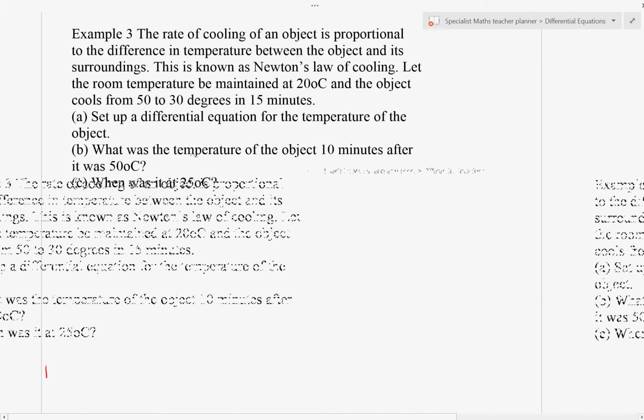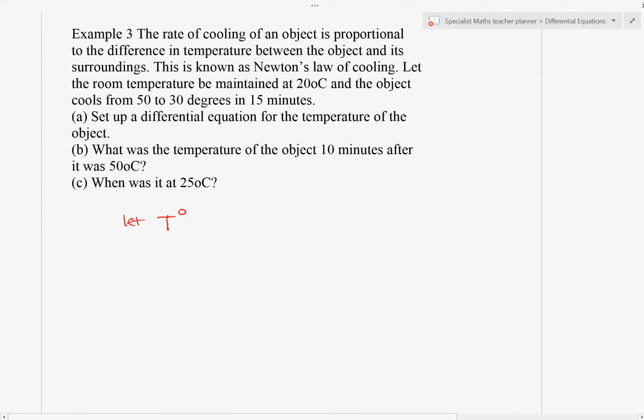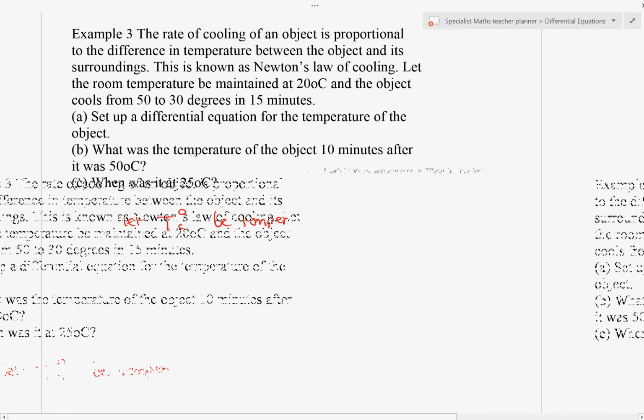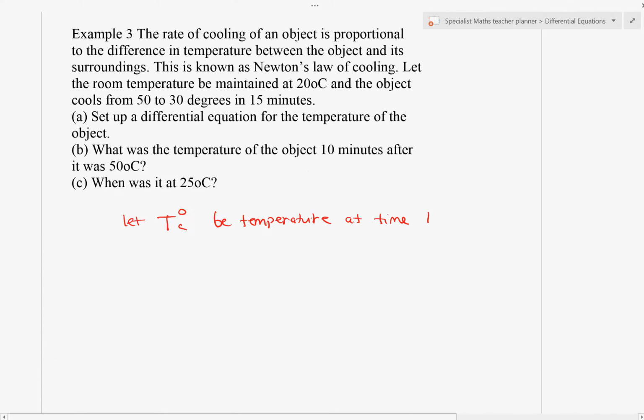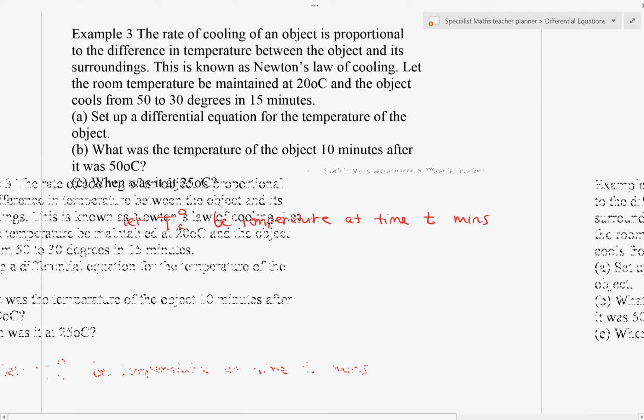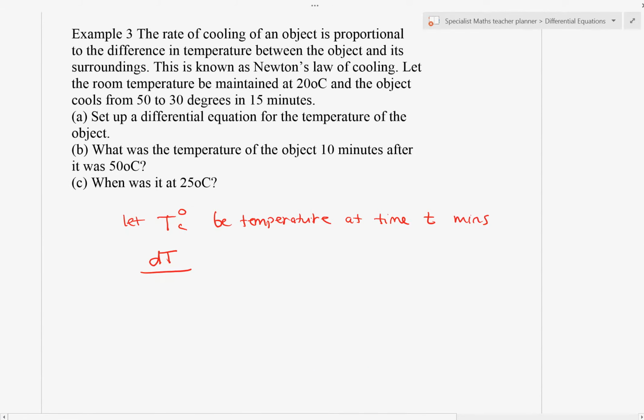So let T degrees, big T by the way, be the temperature at time t minutes. Now, here's the problem. Try put this in your calculator. dT/dt, little t, all right? That's fine. Is proportional to what? What's it proportional to? 50 degrees minus 20 degrees.